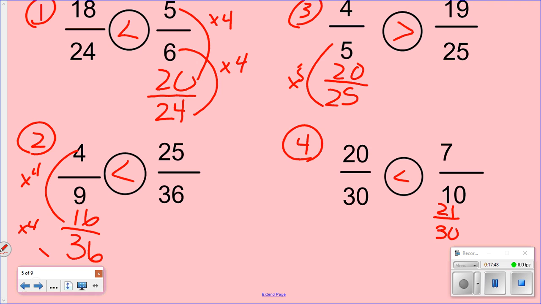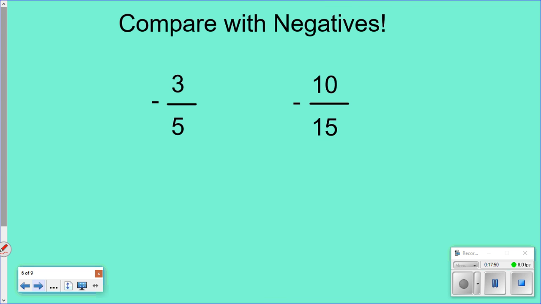Okay, let's go to sums with negatives now. Make sure you put some of this in your notebook because there's sums with negatives in your homework today. I'm going to compare these two now. So the same rules go. I have to make a common denominator. I'm going to worry about the negative in a second.